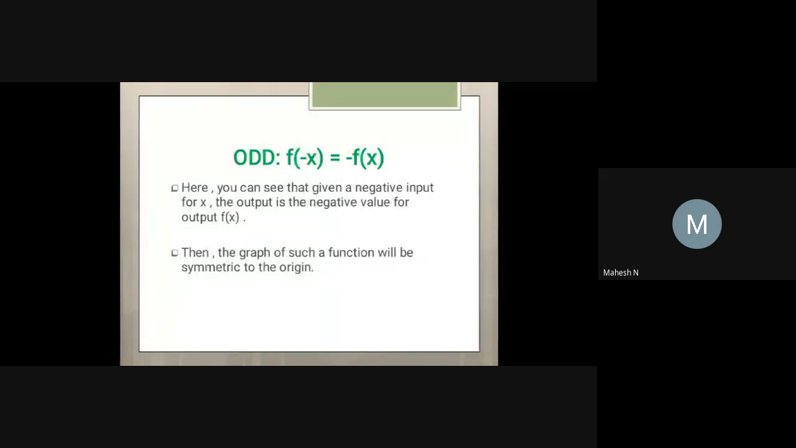Let us look into odd functions. Here you can see that given a negative input for x, the output is the negative value of f of x. Whenever we give a negative input for a function, we get the negative of the output, that is minus of f of x. Such a graph is known as symmetric to the origin.